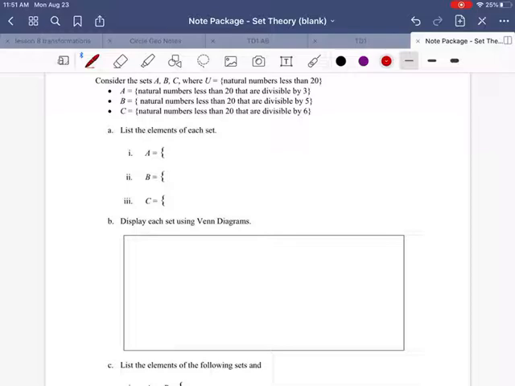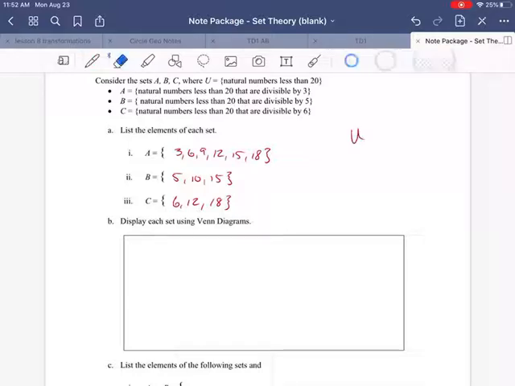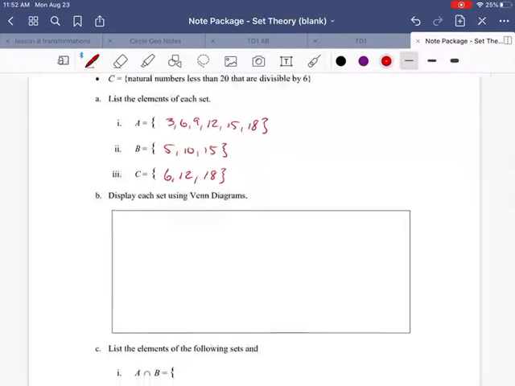So set A is going to be natural numbers less than 20 that are divisible by 3. So you've got yourself 3, 6, 9, 12, 15, and 18. And set B is natural numbers less than 20 that are divisible by 5. So 5, 10, and 15. We do not include 20. And set C, which is going to be 6, 12, and 18. Now the universal set, anything that's not included, you're going to have to remember to include those in your diagram.